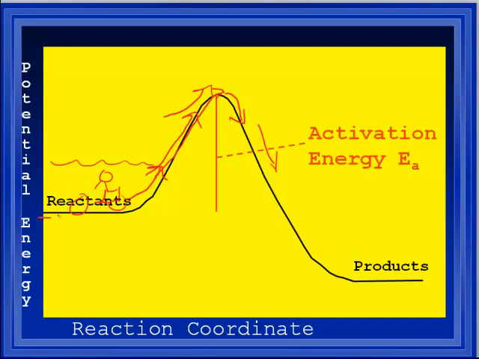So you can see, look, the reactants are up here, the products are down there. The change in energy would be the difference right there. So that would be the change in energy, and this is obviously going to be an exothermic reaction because our products are going to be at a lower energy state, right?